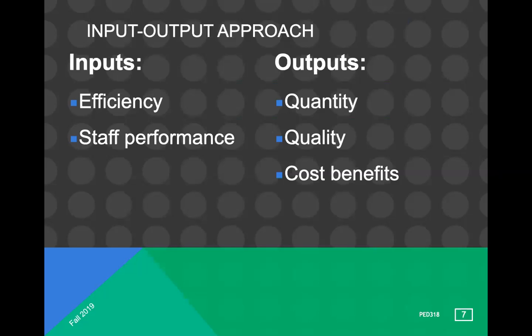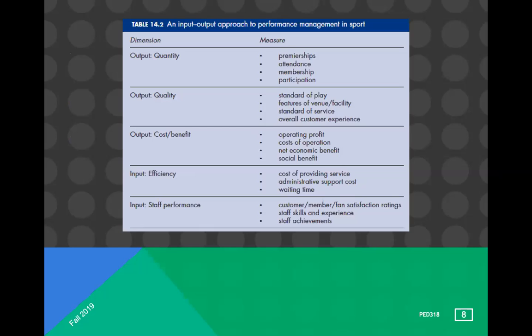So the input-output approach inputs efficiency with money and staff training. So that leads to staff performance. And then if you are very efficient with all of that, you're going to get quantity, quality, and cost benefits. You're going to be spending less money if you're keeping the same successful staff and using your money wisely. And again, these are just an input-output approach to performance management in sport. This just breaks it down more about what Alyssa just talked about.